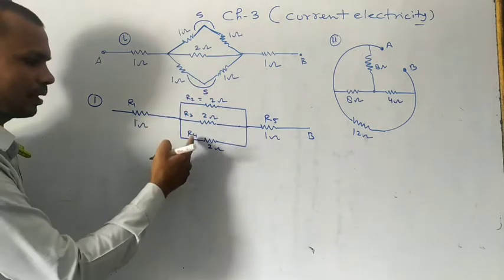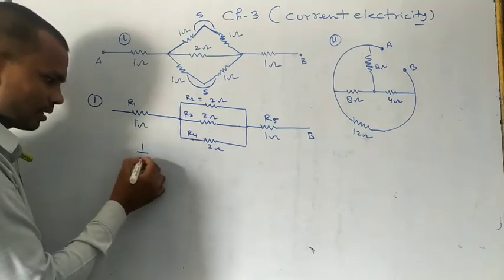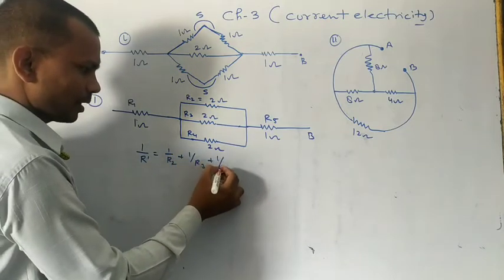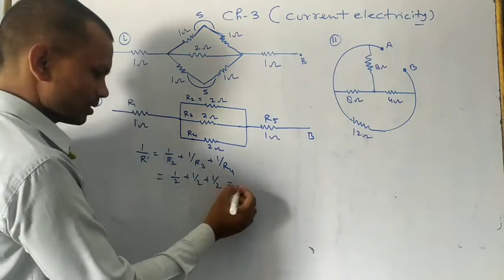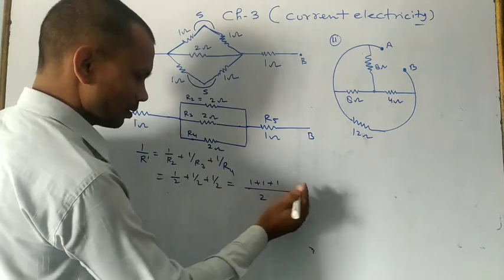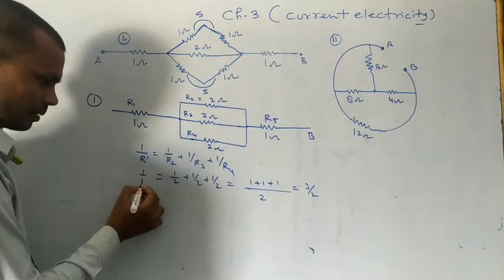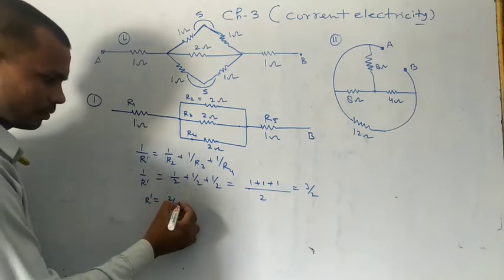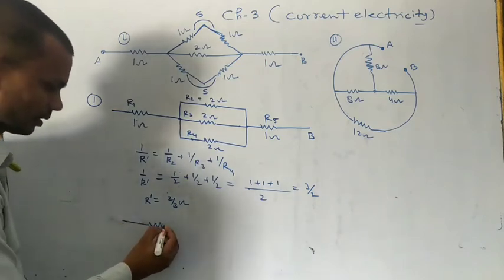Now R2, R3 and R4, they are connected in parallel. So suppose the equivalent is R dash. So 1/R dash = 1/R2 + 1/R3 + 1/R4, which is 1/2 + 1/2 + 1/2. The LCM is 2, so 1 plus 1 plus 1 is 3/2. So 1/R dash is 3/2, which means R dash is 2/3 ohm. After this calculation, our circuit is reduced to this form.